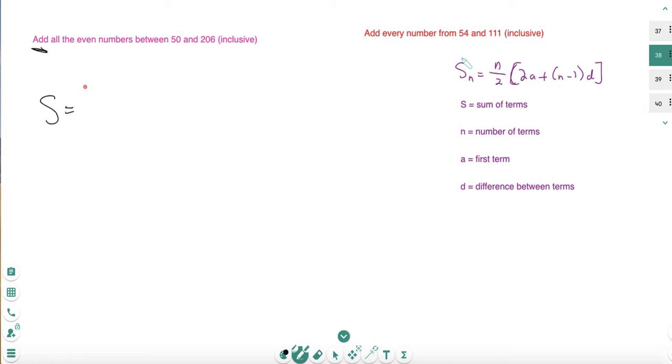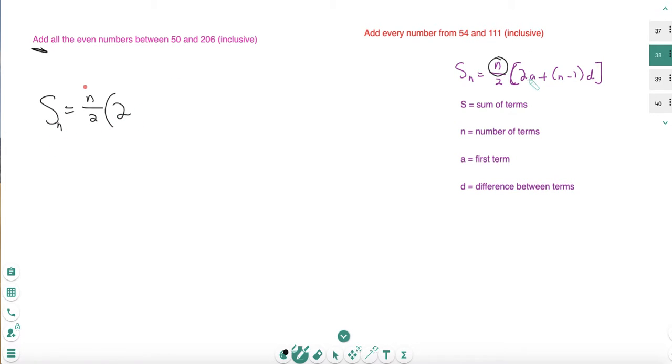Do we know the number of terms between 50 and 206? No, we don't know that yet. We don't know how many even numbers there are between 50 and 206. So we'll skip that for now. So n over 2 bracket. So S, number of terms we don't know.